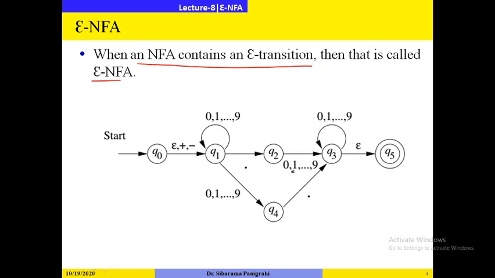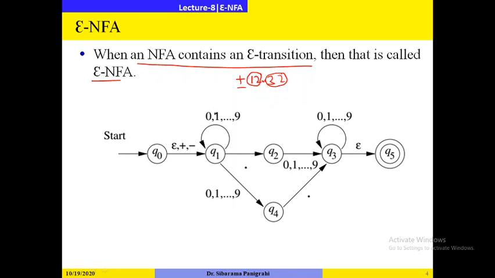So here you see, I have drawn a transition diagram for real numbers, decimal real numbers. Decimal real numbers means it may have a plus symbol, or a minus symbol, or it may not have any plus or minus symbol. Then it may have 12.32, so it will have an integral part and a fractional part, separated by a decimal symbol. This is the Epsilon NFA for a real number, which represents all the decimal numbers.